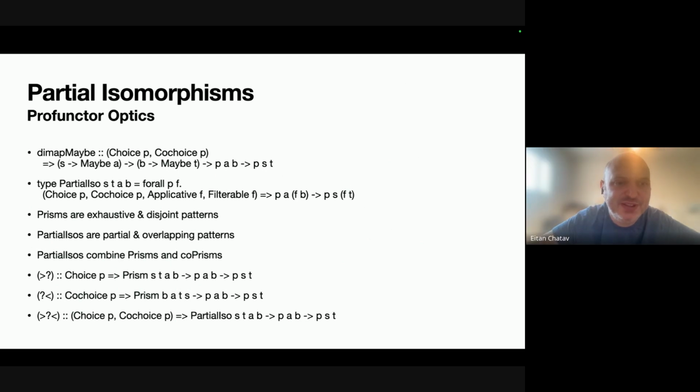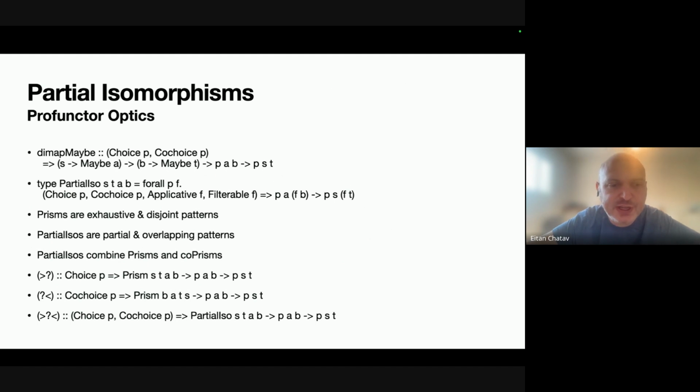Okay. So remember that choice has defining methods left' and right', which take a p a b to a p (either a c) (either b c). And co-choice undoes that. So it just says if I have a p (either a c) (either b c), I can turn that into a p a b with the method unleft.